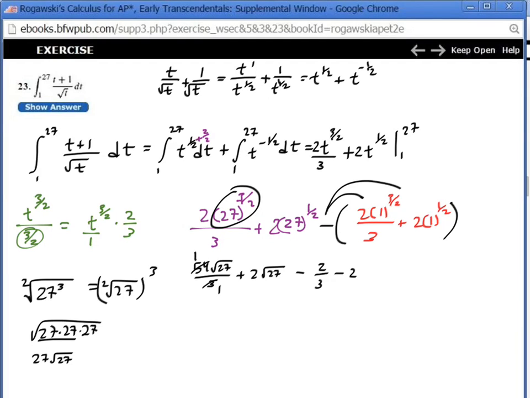Did I do something wrong? Oh, are you saying plus 2 right here? No, because of the negative. We have to distribute the negative. So that's a good question. All right, so this is going to be, is it 18? Did I make a mistake?